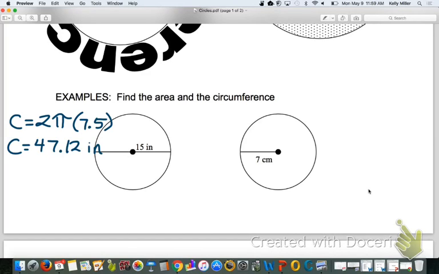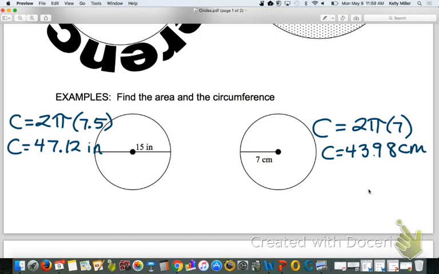Let's do the second circle. What am I going to do? Circumference is equal to what? 2 times pi. Good. 2 times pi times 7 gets us 43.98. My units are centimeters.